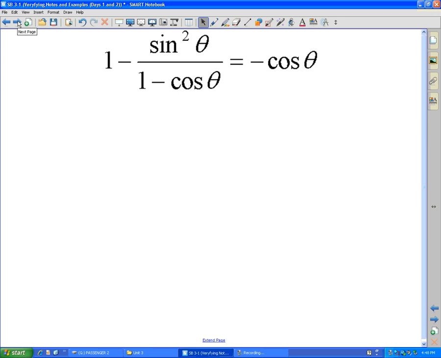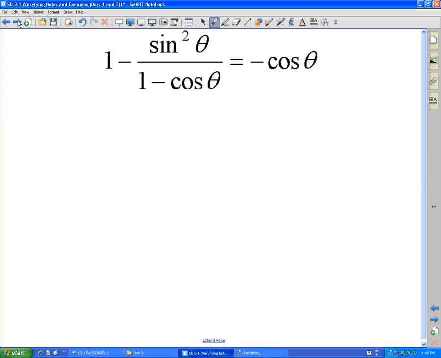Let's see, what do we have here? This one, boy, you could do this one a couple different ways. You could say, well, I only have one term on the right side. I'm going to get a common denominator with that one on the left by making it into a 1 subtract cosine over 1 subtract cosine, but that's a pretty ugly way of doing it. Here's an easier way of doing it, but you do have to have a little bit of factoring skills to do this. So let's take a look.